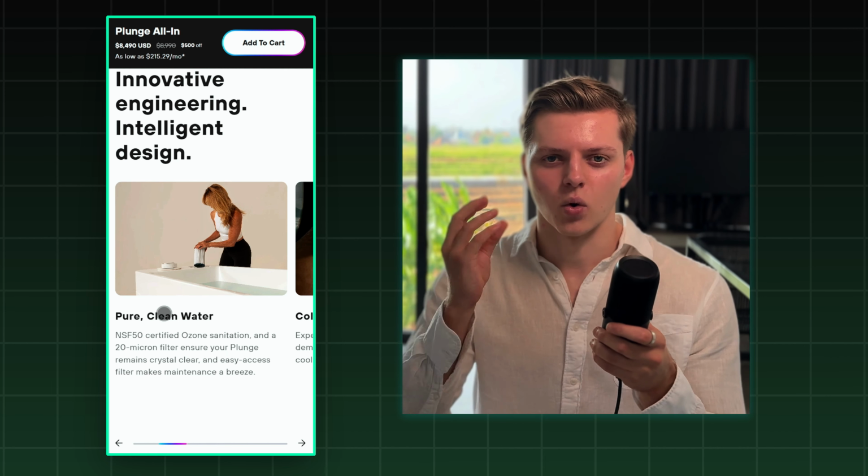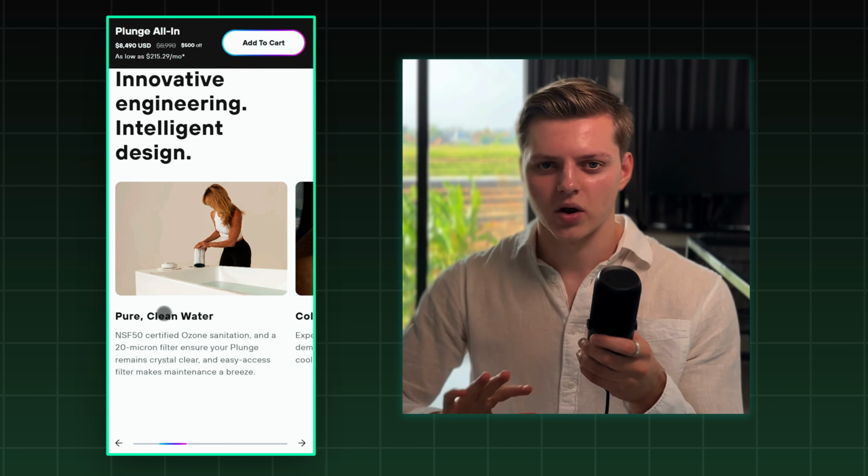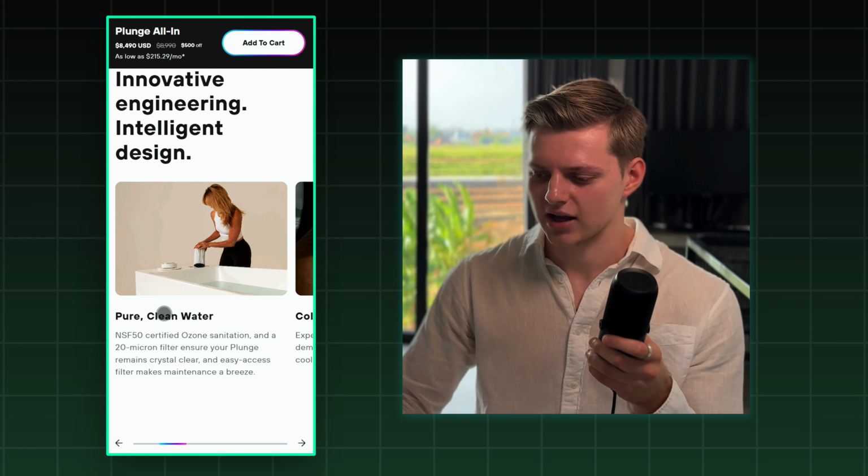So what they're doing is they are making it impossible to misunderstand. So if you instead here would have written expert water filtering, that would still be okay, but this is so much better because you're getting to the actual value, which is that the water is pure and clean. Dot. No questions, impossible to misunderstand.